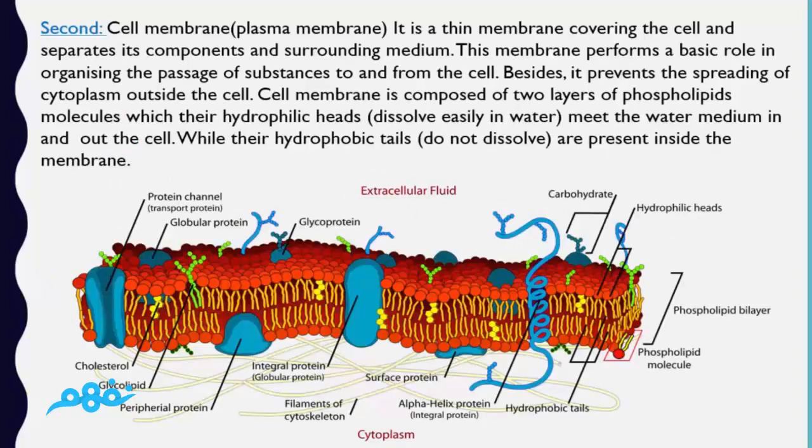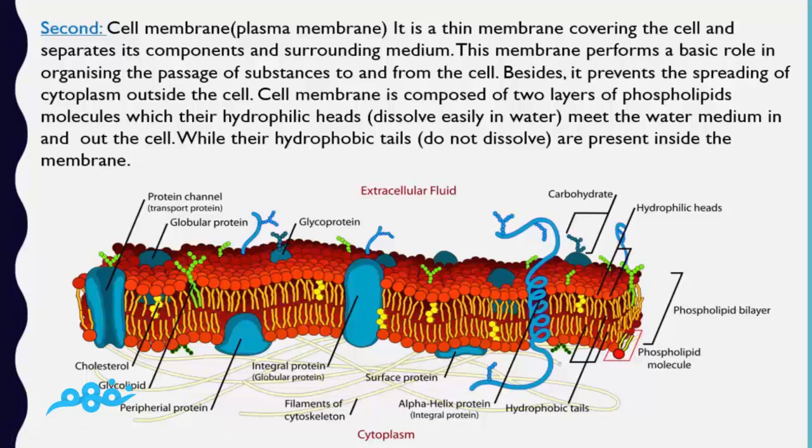Secondly, we will talk about the cell membrane or plasma membrane. As we know, it's a thin membrane covering the cell and separating its components from the surrounding medium. This membrane performs a basic role in organizing the passage of substances to and from the cell. Besides, it prevents the spreading of cytoplasm outside the cell.